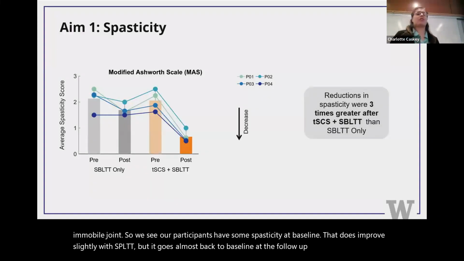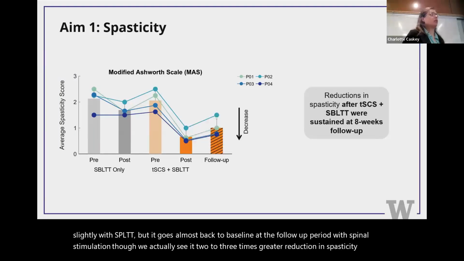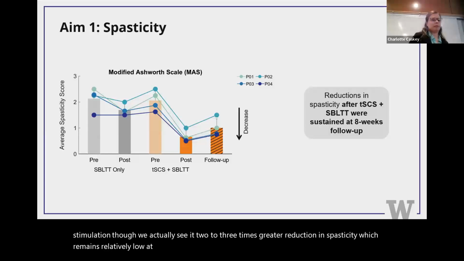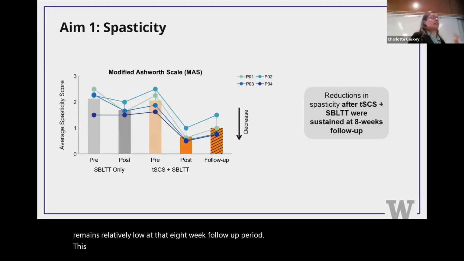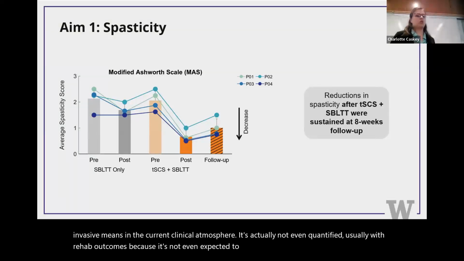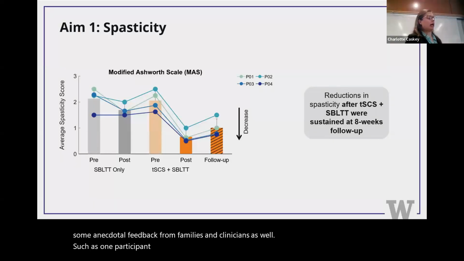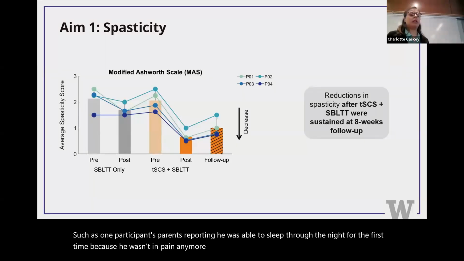With spinal stimulation, though, we actually see a 2 to 3 times greater reduction in spasticity, which remains relatively low at that 8-week follow-up period. This is really exciting because this level of spasticity reduction is not achievable through non-invasive means in the current clinical atmosphere. It's actually not even quantified usually with rehab outcomes because it's not even expected to change. So this is huge. And we actually had some anecdotal feedback from families and clinicians as well, such as one participant's parents reporting he was able to sleep through the night for the first time because he wasn't in pain anymore during that portion of the study.